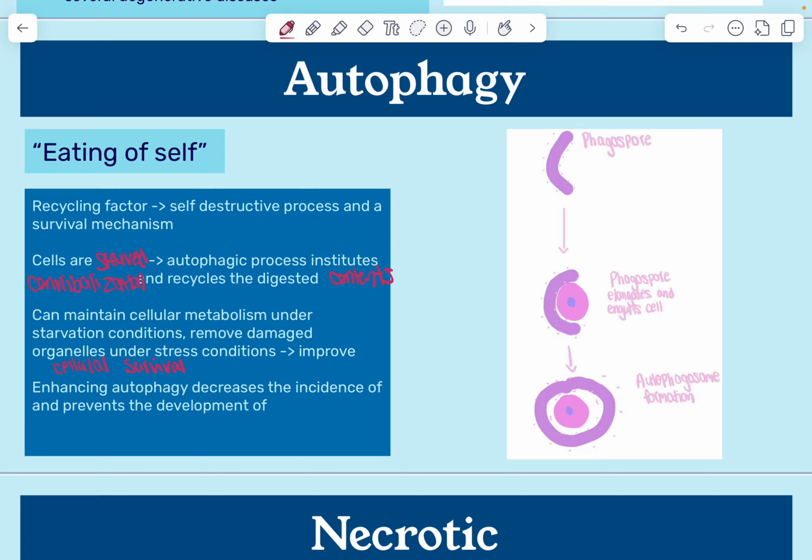And enhancing autophagy can decrease the incidence of cancer in our bodies, as well as it can prevent the development of degenerative diseases.